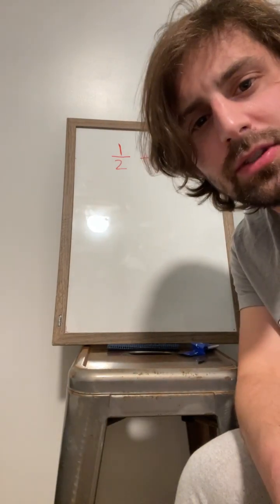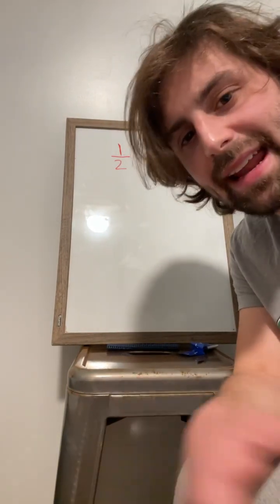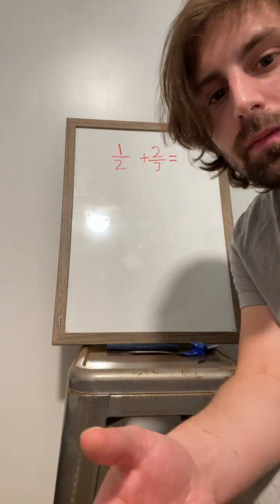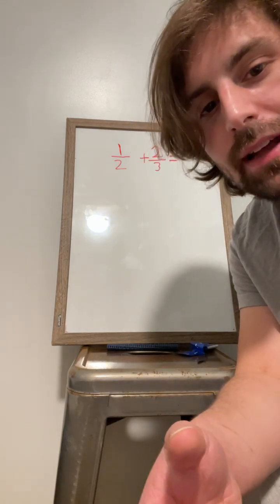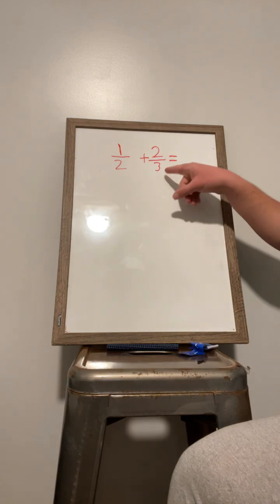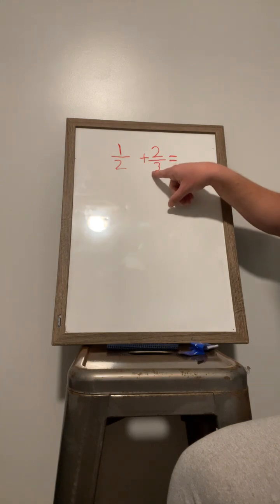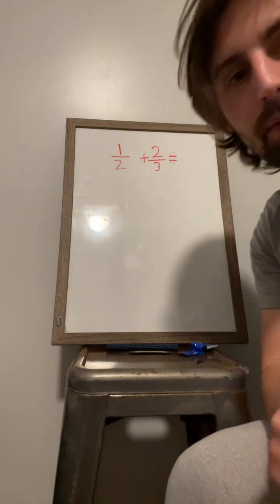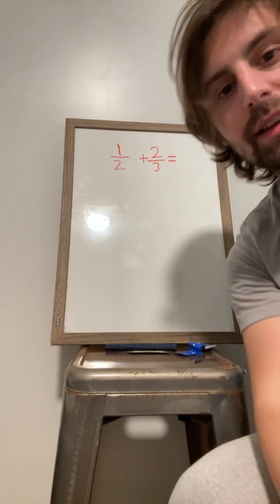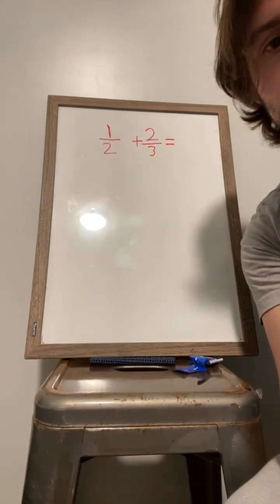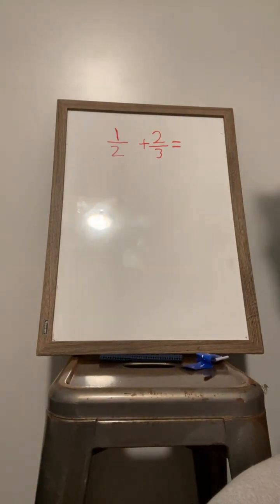Now, as you all know, when the denominator is different in a fraction, we can't add it. The first step is to combine like terms. We cannot add this fraction as is. We have to convert these two denominators into like terms. So the first step to doing that is finding the least common multiple. Alright?